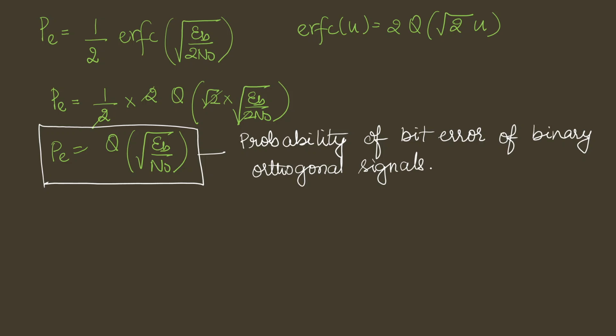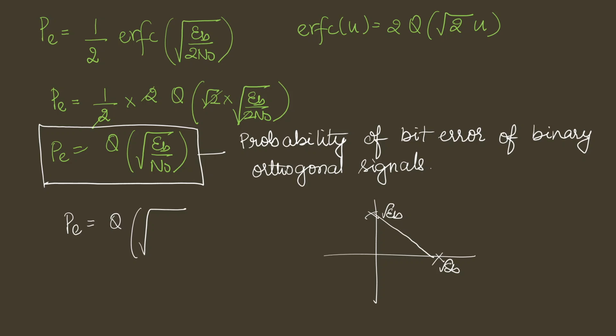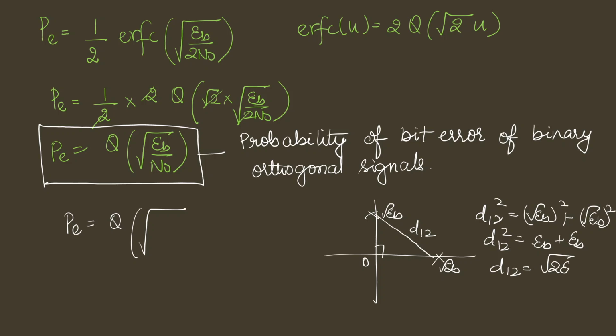So this expression can also be written in terms of the distance between the two symbols. Like if we are going to express this, the distance between the two symbols for the binary FSK is, this is root EB and this is also root EB. So the distance between them is the hypotenuse of the right angle triangle including the origin. Let me name this value d12. So d12 square is equal to root EB whole square plus root EB whole square, because the sides of the triangle are root EB and root EB. So d12 square is equal to EB plus EB, which gives d12 equal to under the root 2 EB.